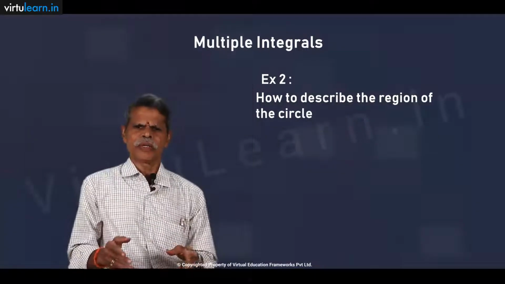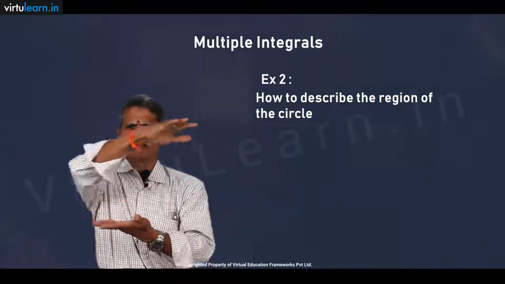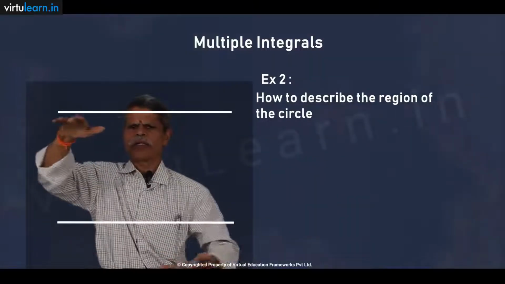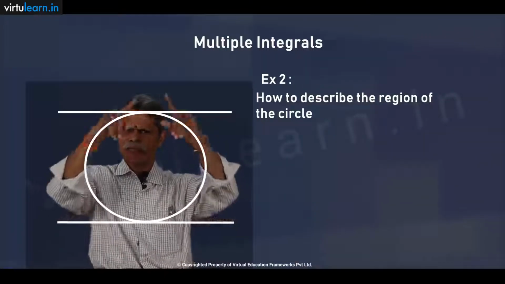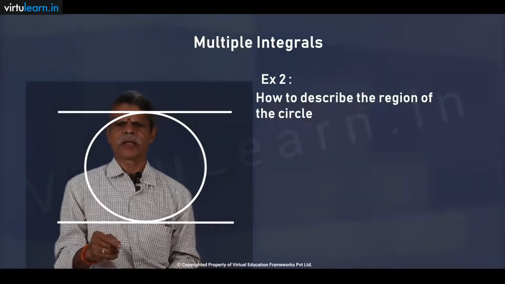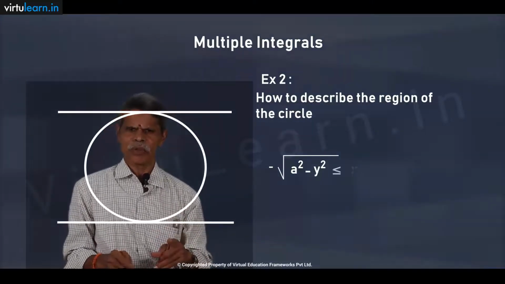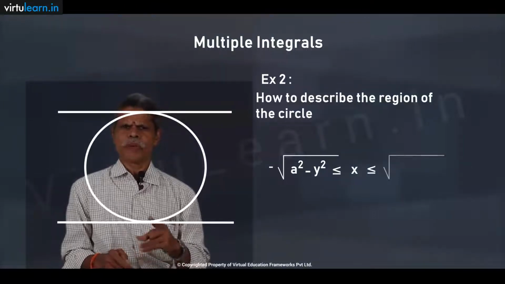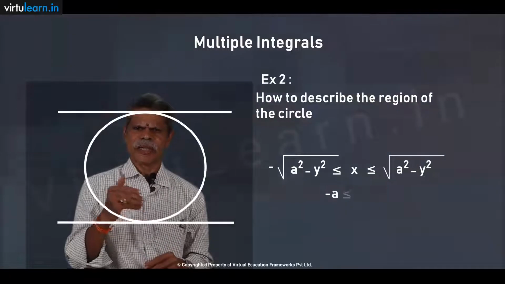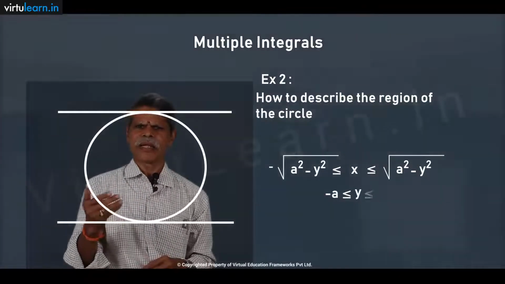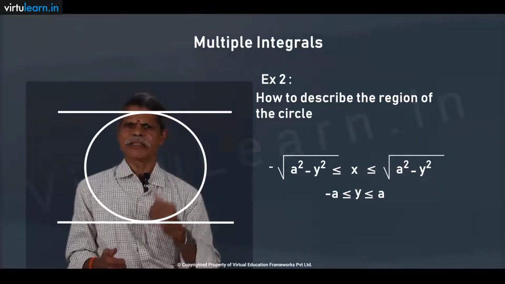We can also describe the region in a slightly different fashion. We can observe that the region lies between two horizontal lines and between two vertically oriented curves. In such a case, we can say that the limits are minus root a square minus y square less than or equal to x less than or equal to plus root a square minus y square, minus a less than or equal to y less than or equal to a. In that fashion also, the same region can be described.